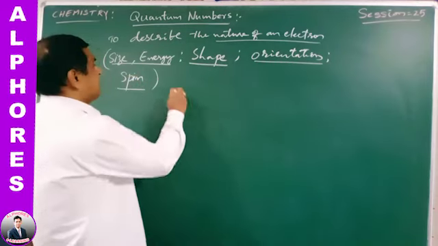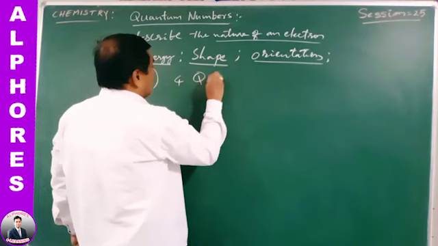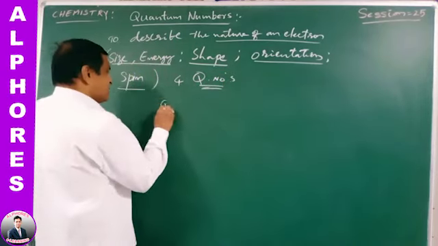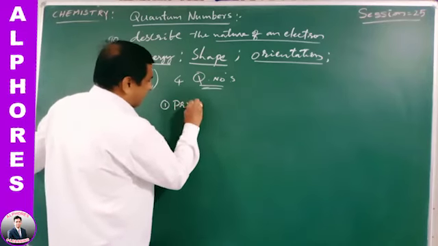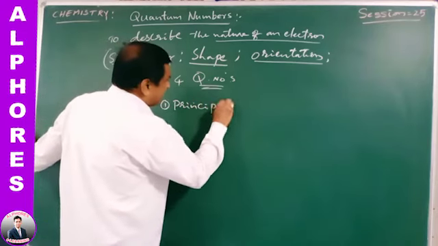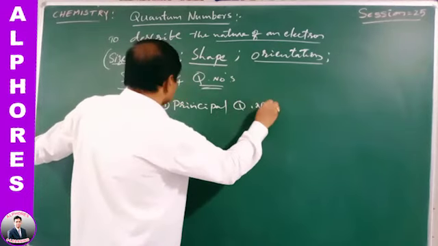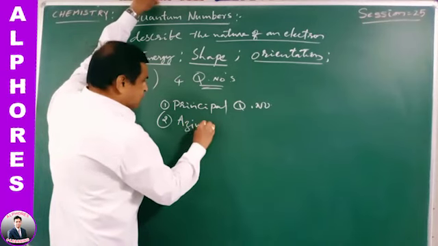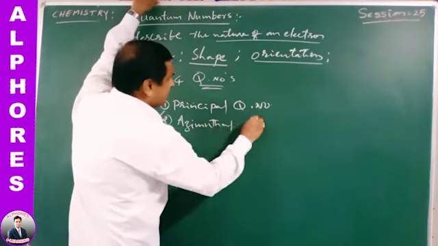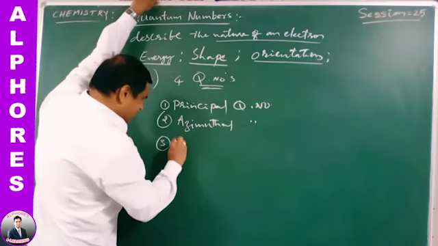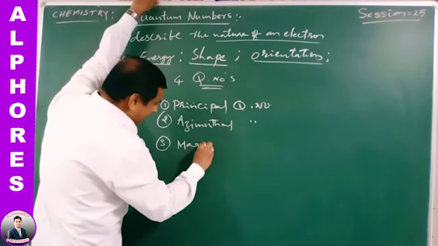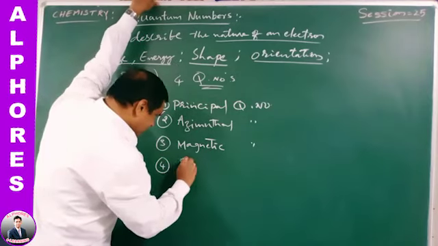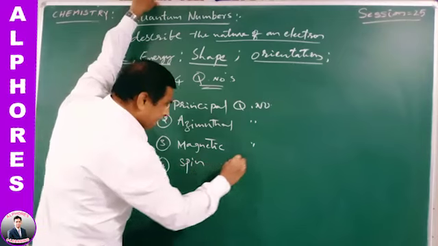the 4 quantum numbers are required. What are the 4 quantum numbers? Number 1 is principal quantum number, number 2 is azimuthal quantum number, number 3 is magnetic quantum number, number 4 is spin quantum number.